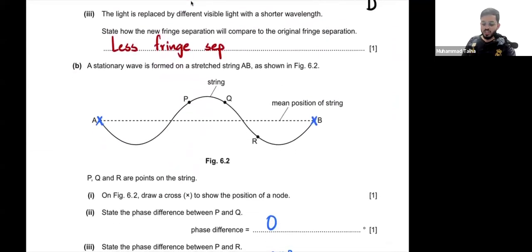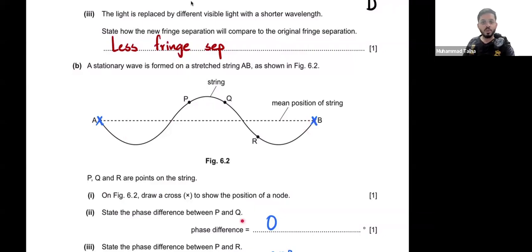Part B, a stationary wave is formed on a stretched string AB as shown in 6.2. P, Q, and R are points on the string. On 6.2, draw a cross to show the position of a node. So anything at this zero displacement position, at the mean position, this is your node. So you could have marked A or B.